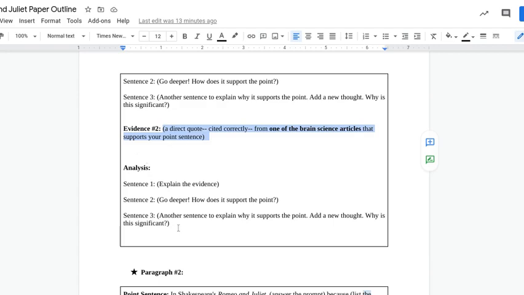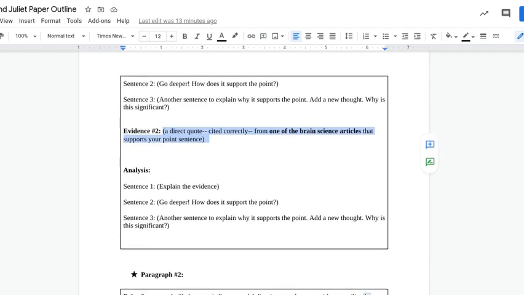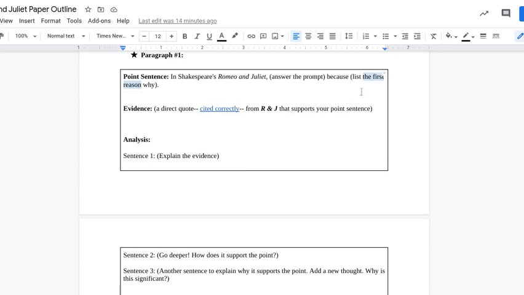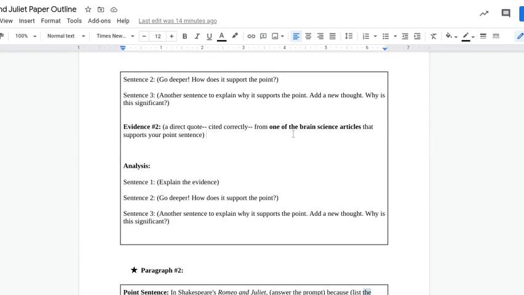Then once again, you are going to analyze based on these questions. What you're going to want to do in the analysis for this section is try to connect this to Romeo and Juliet. Make sure you're always connecting back to your point sentence. So this quote should support the idea that teenagers make hasty decisions, especially if you're talking about the hasty decisions of Romeo and Juliet in this paragraph. Go ahead and pause the video and do evidence number 2.